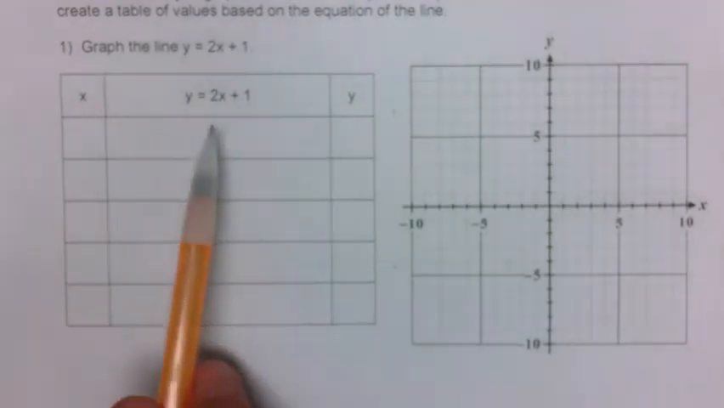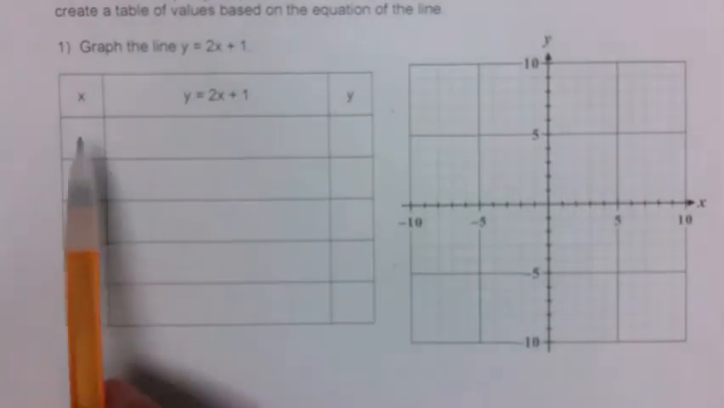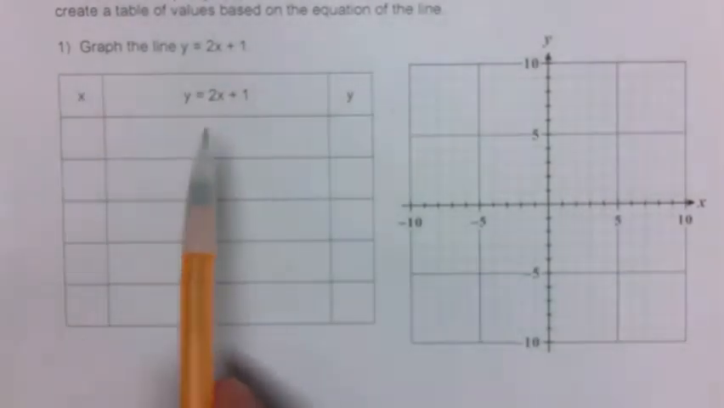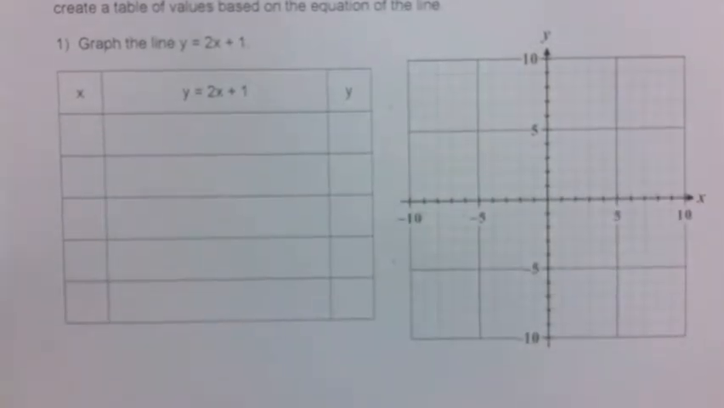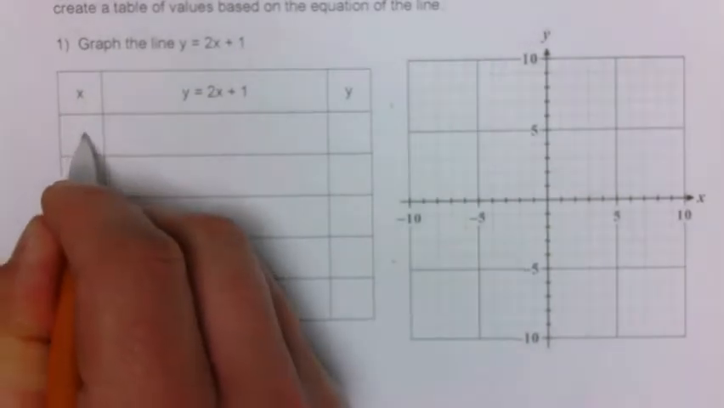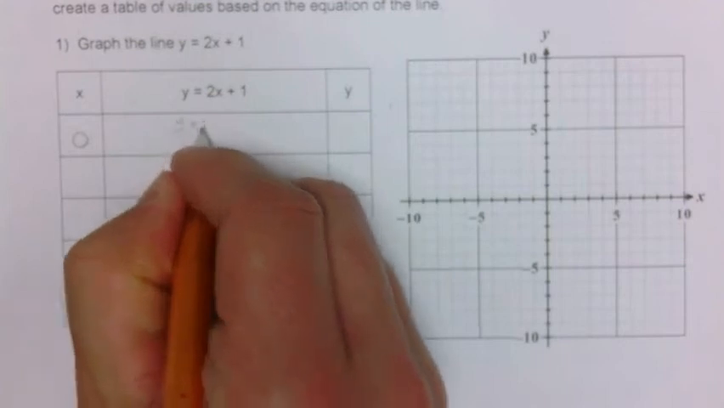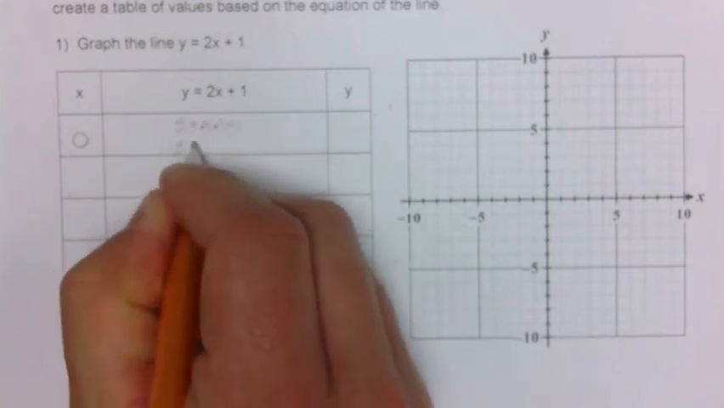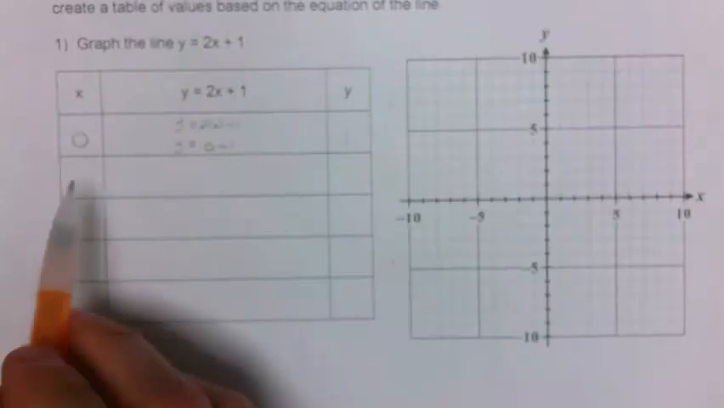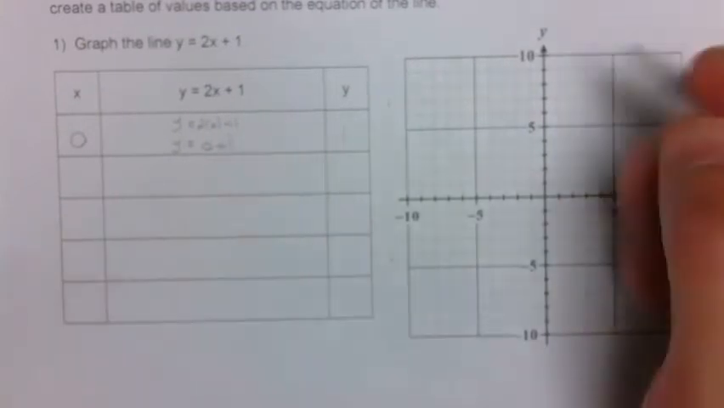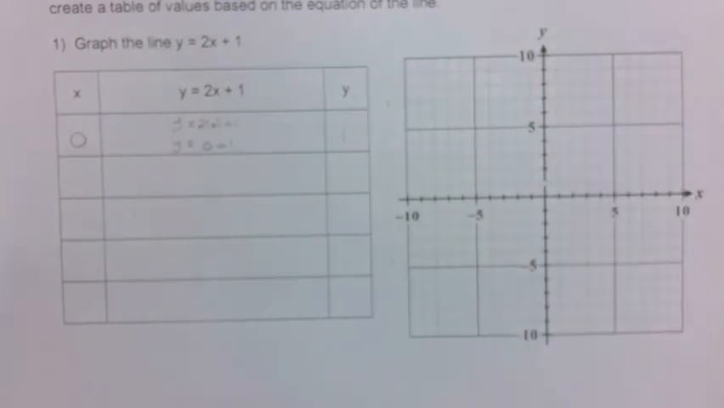Here's my equation, and I'm going to create a table of values based on this equation. I'm going to come up with x values, substitute them into my equation, and then figure out what the y values are. For my x values, I always like to start with x equals 0 because it's easy to calculate. y equals 2 times 0 plus 1, which means y equals 0 plus 1, which means that y equals 1. So my first point is going to be at (0, 1), which I move 1 unit up from the origin right here. And again, that's going to be my y-intercept.